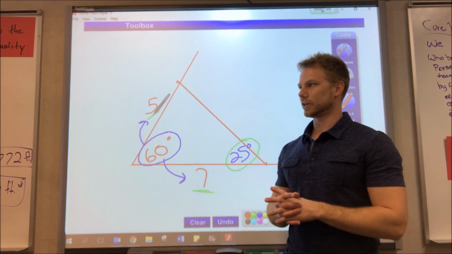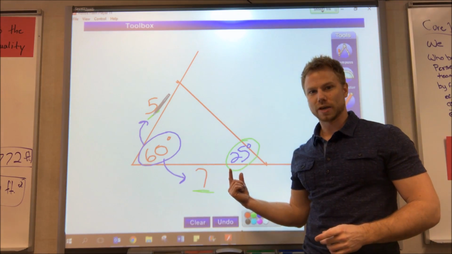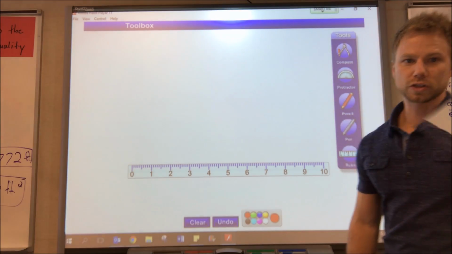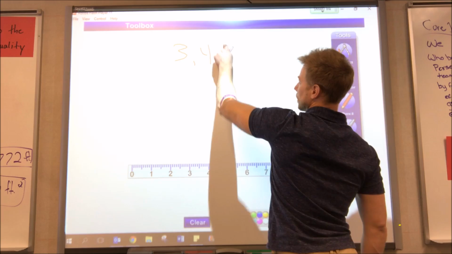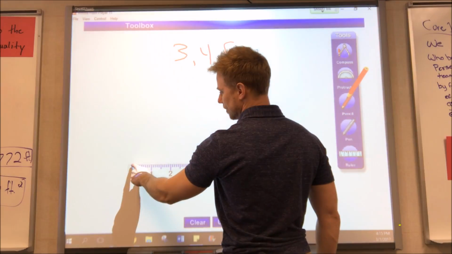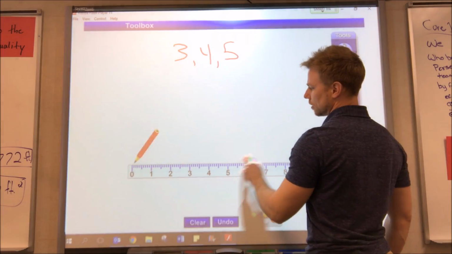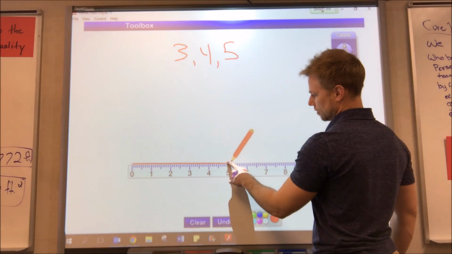Okay, you're going to be constructing a couple different types of triangles, and that's one vocab word that you're going to need to know. Okay, we're going to construct a triangle with side lengths of 3, 4, and 5. Okay, so it's easiest a lot of times if we put the long side on the bottom. So let's do that first. So we'll go all the way out to 5.